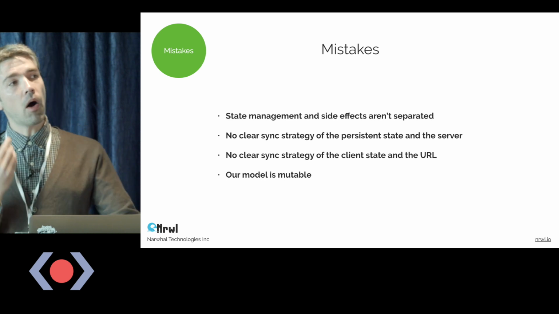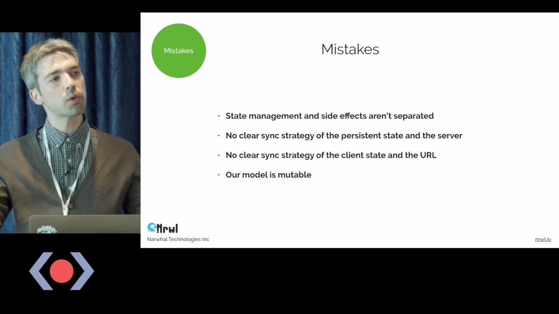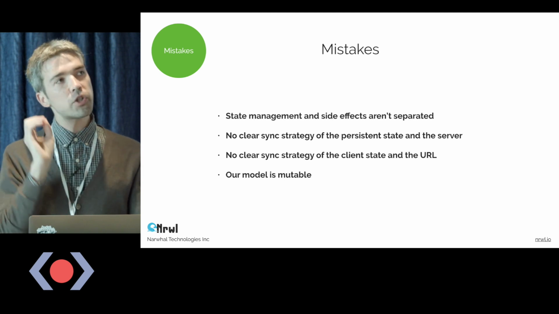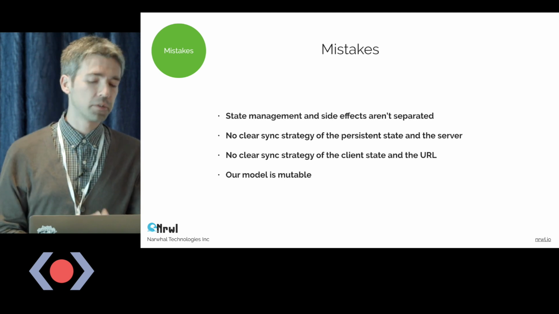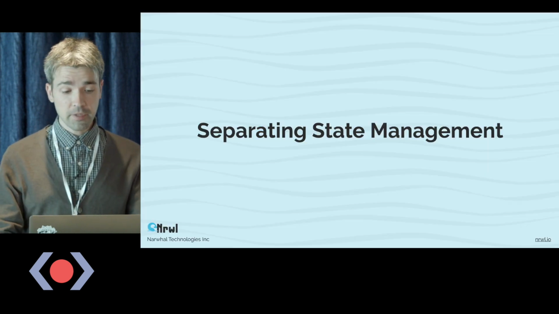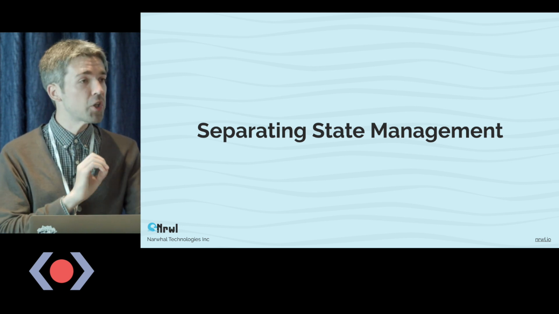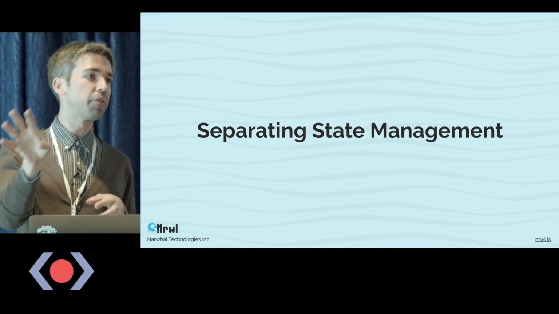And finally, our model is mutable. So the model we use to represent the state of our application that we share across components is mutable, which makes ensuring guarantees very difficult. So let's try to address these problems. And we're going to start with clearly separating the state management from everything else, in particular from side effects.